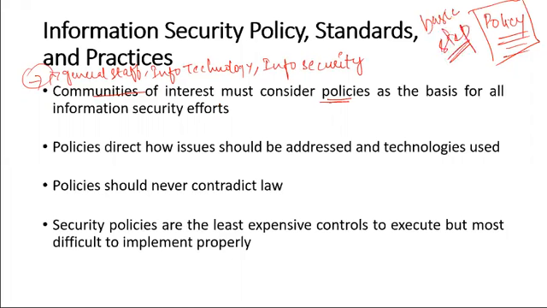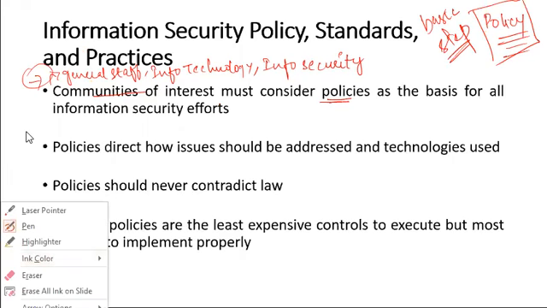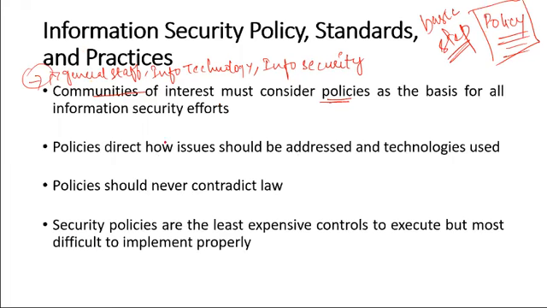Then the next point is that policies direct how issues should be addressed and technologies should be used. So what is a policy? A policy is going to tell you how an issue should be addressed. You are going to have different policies, and where they need to be implemented and where they need to be used is told by a policy.